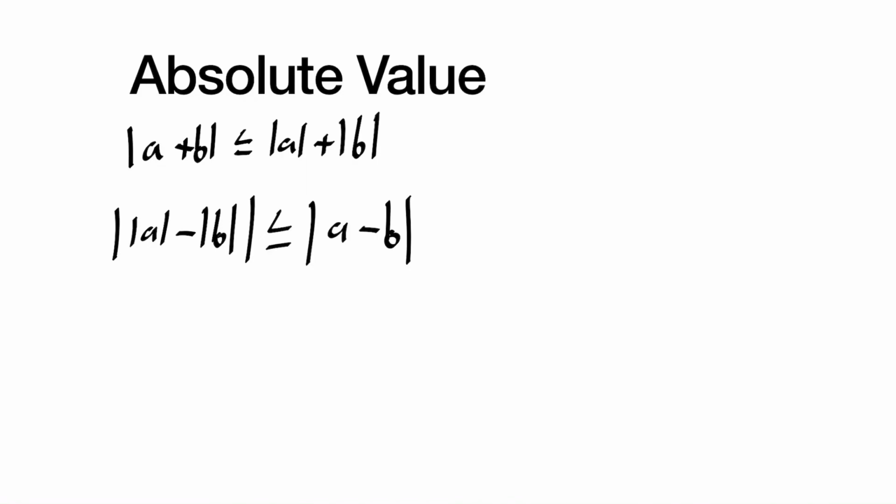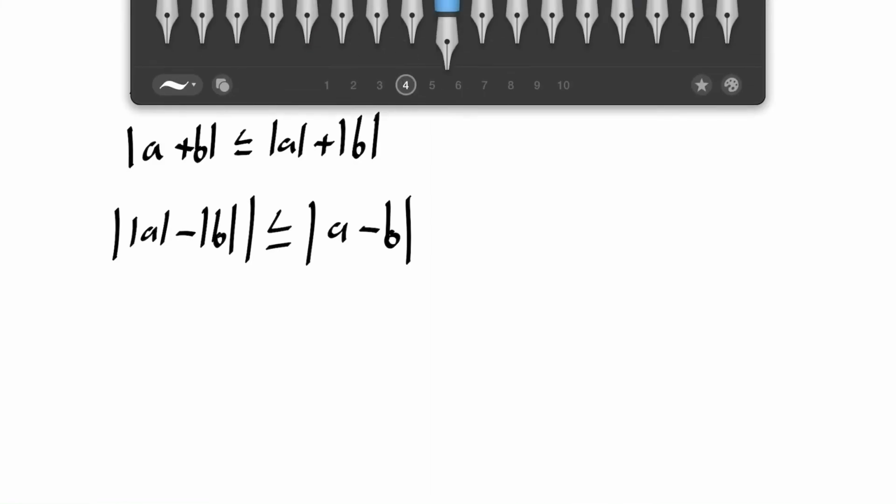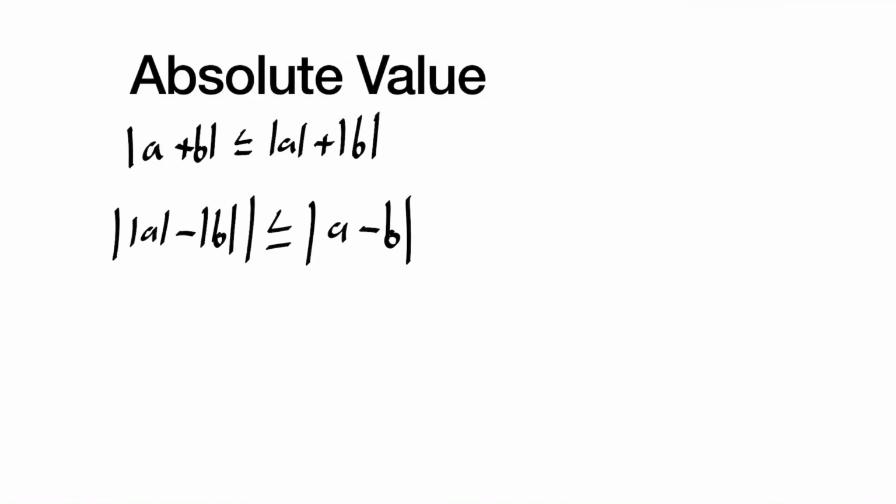How would I prove a theorem like this? It's actually not the hardest thing that we'll ever do. All it really takes is just thinking, a quick observation, and that is that the absolute value of A is the same as the absolute value of A minus B plus B, and then we use this theorem right here.